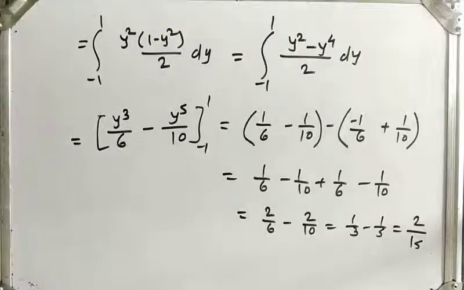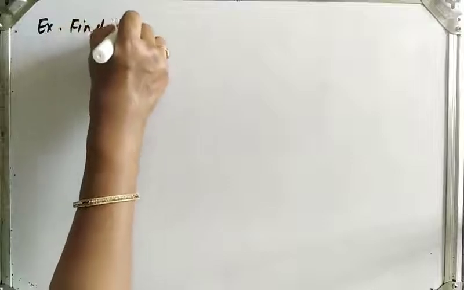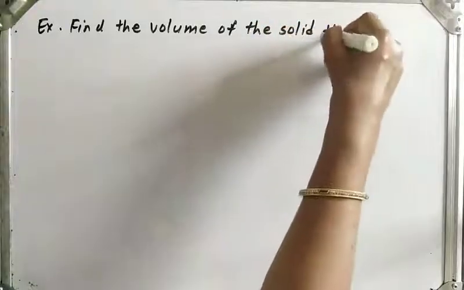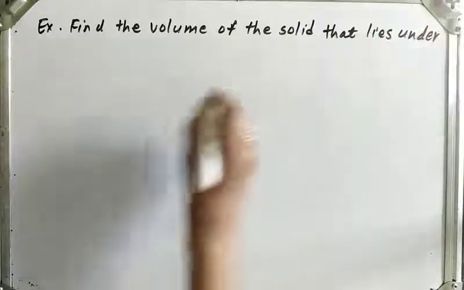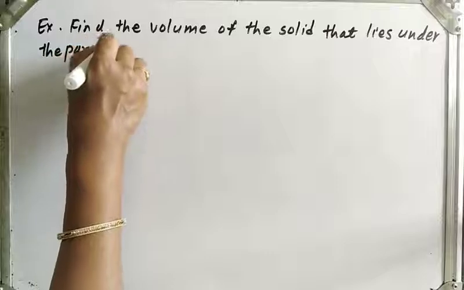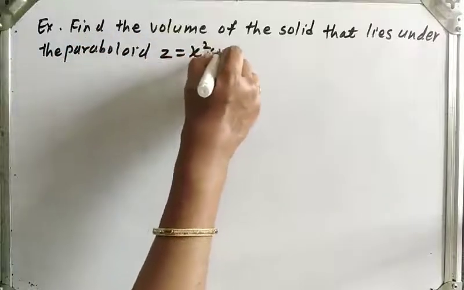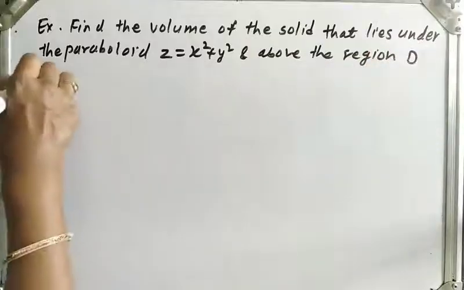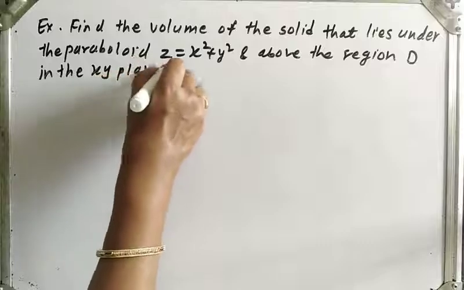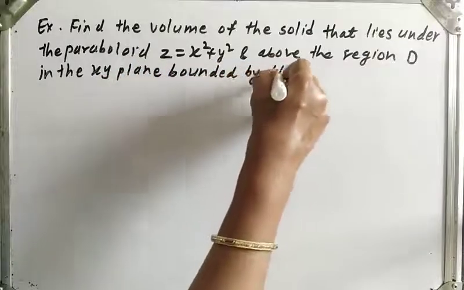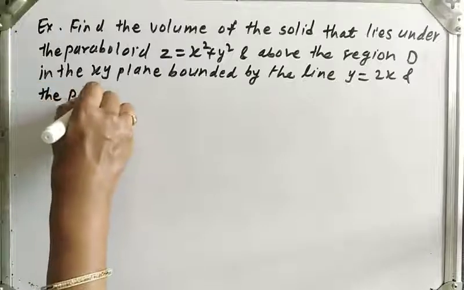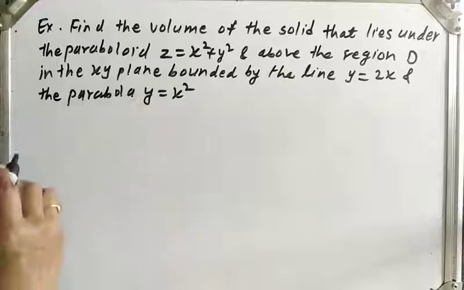Let us solve another example. Find the volume of the solid that lies under the paraboloid z equals x² plus y² and above the region D in the xy plane bounded by the line y equals 2x and the parabola y equals x².